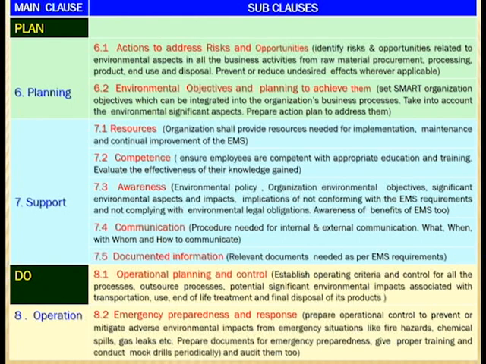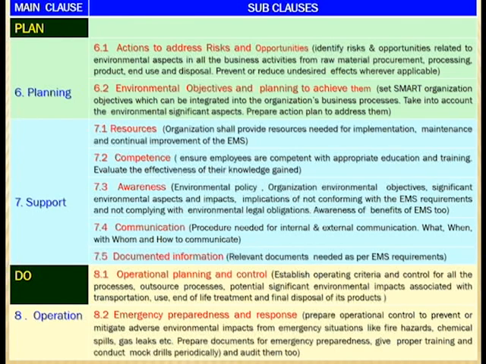Next we come to Do. Under it is the main clause 8, Operation. Subclause 8.1, operation control, planning and control. Establish operating criteria and control for all the processes, products and services.